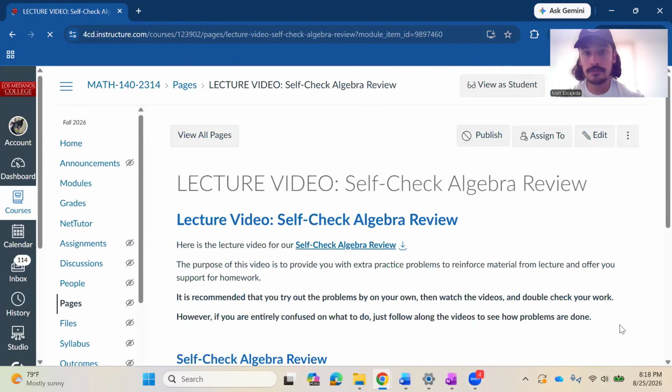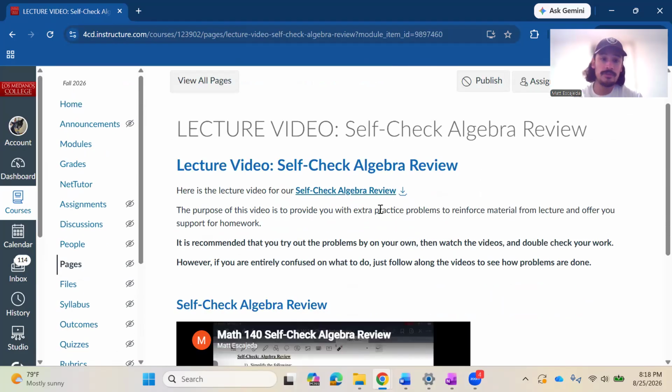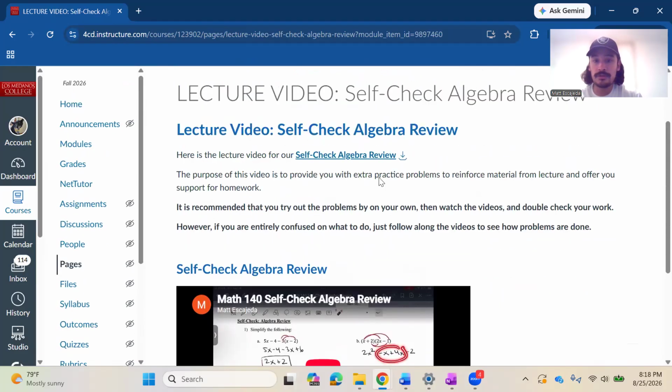Okay, so self-check. Self-check is an assignment. It's a weekly assignment and it's just extra practice problems to reinforce the material. It's part of that support section that we have in this class. Down below is the lecture video for it. Here's the assignment, and what I'm literally doing is just going over the assignment.